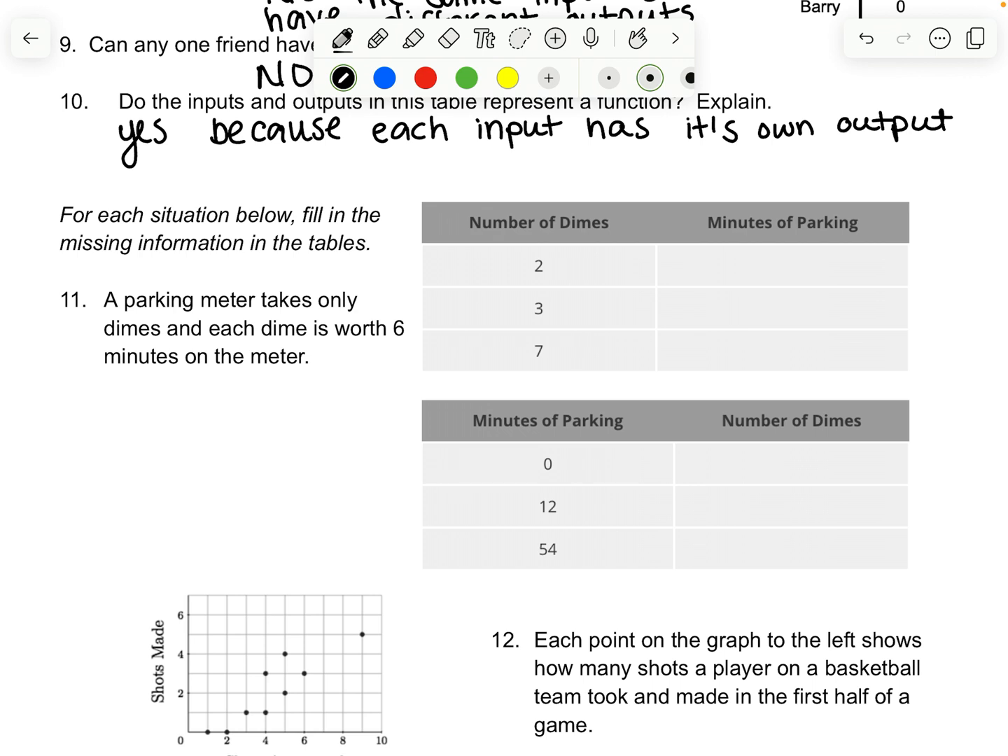I'm going to wait about 30 seconds. I would like you to figure out how many minutes of parking that you could do with each different amount of dimes. You can use a calculator if you would like to, but you have 30 seconds.